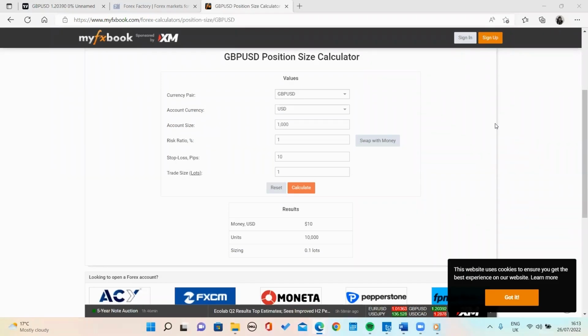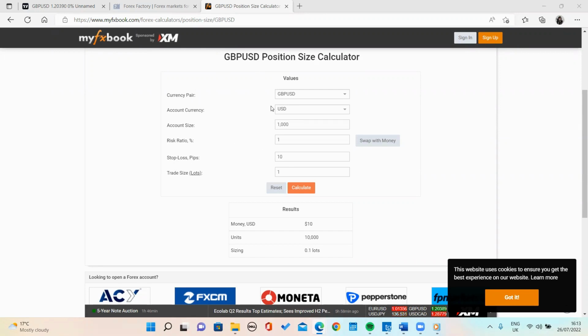Okay, so there are a lot of calculators online, but this is the one we normally use. So this is www.myfxbook.com. The information that you're going to need to put into this calculator is literally this information here. It's quite straightforward, it asks you what you need.